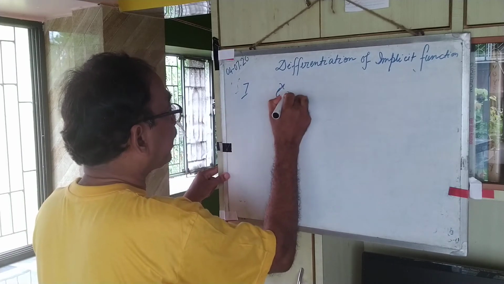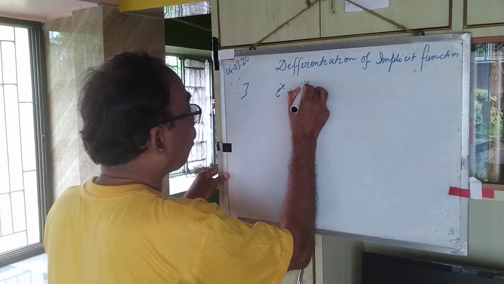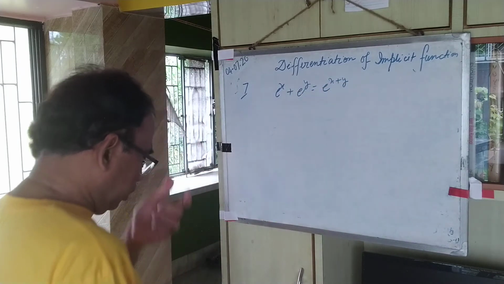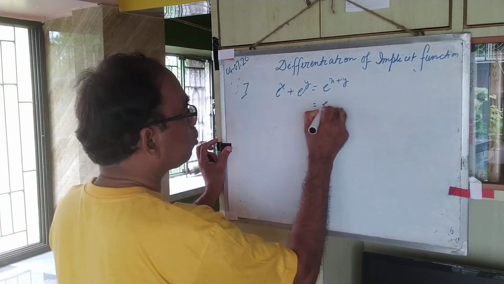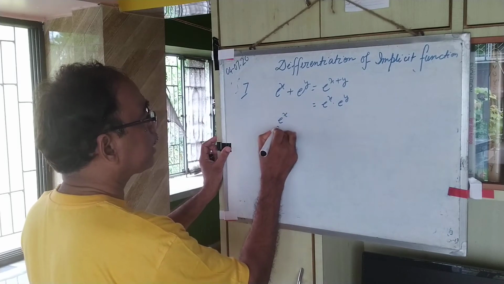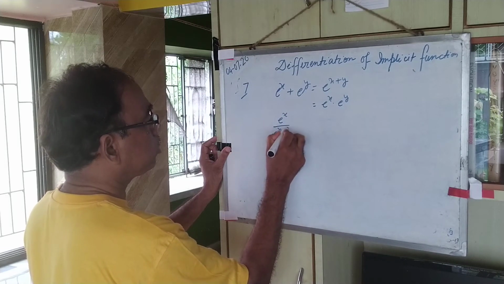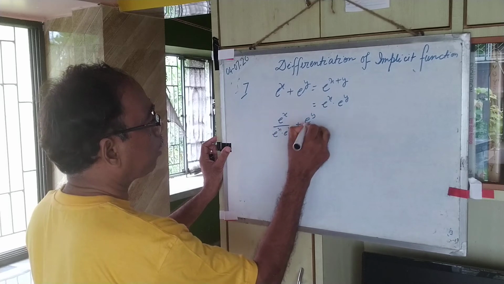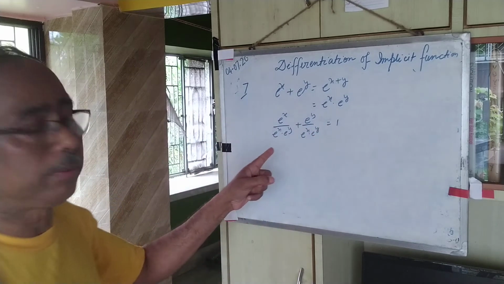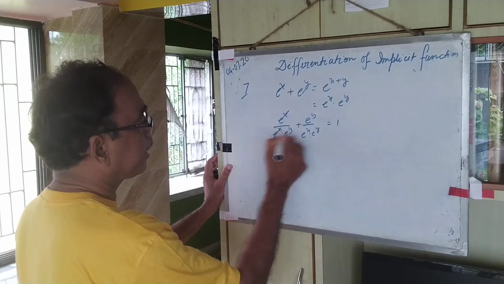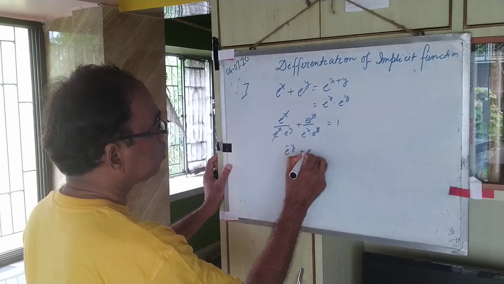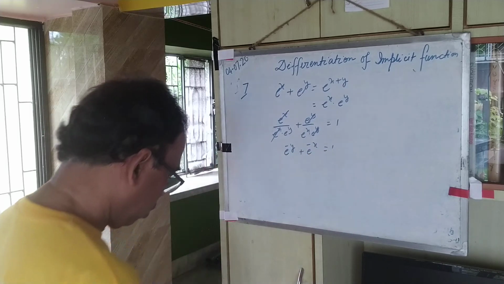e to the power x plus e to the power y equals e to the power x plus y. We can write this as e to the power x into e to the power y. Dividing both sides by e to the power x into e to the power y, this and this cancel, this and this cancel. That is e to the power minus y plus e to the power minus x equals 1.